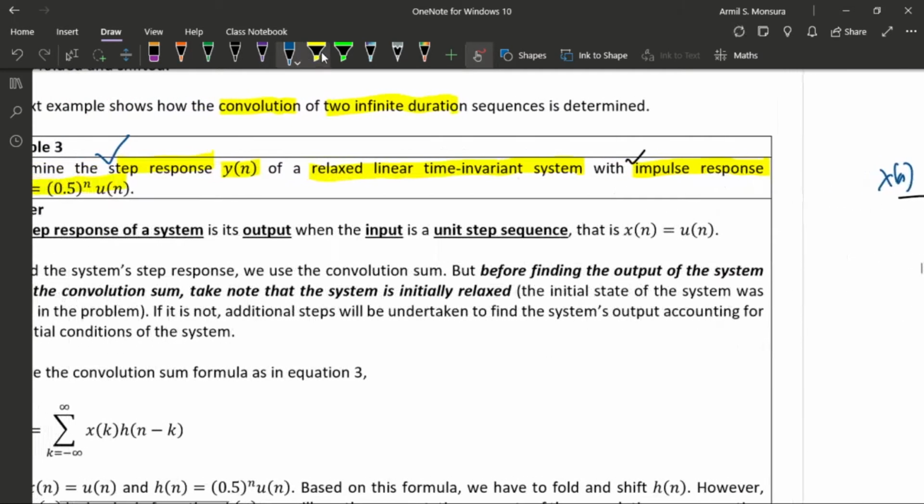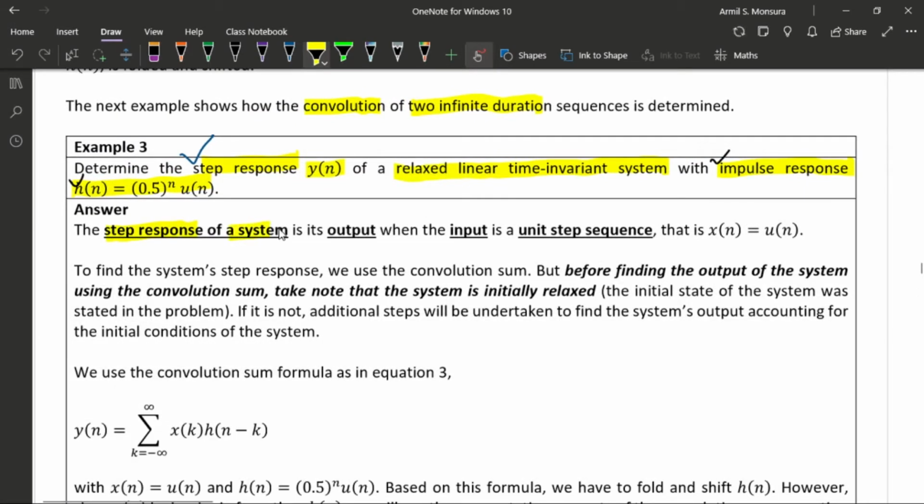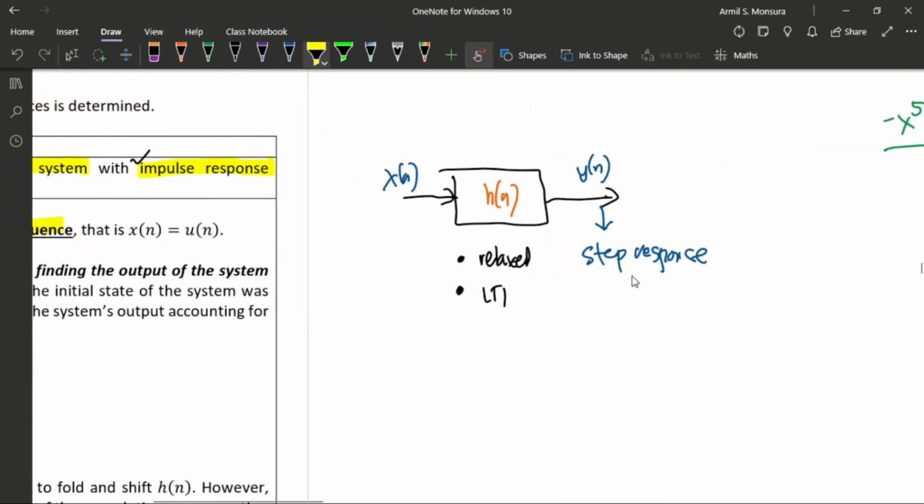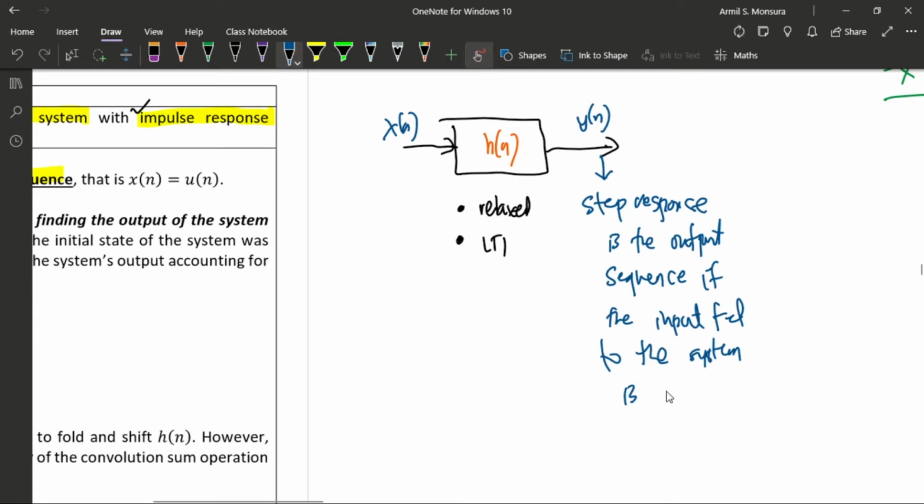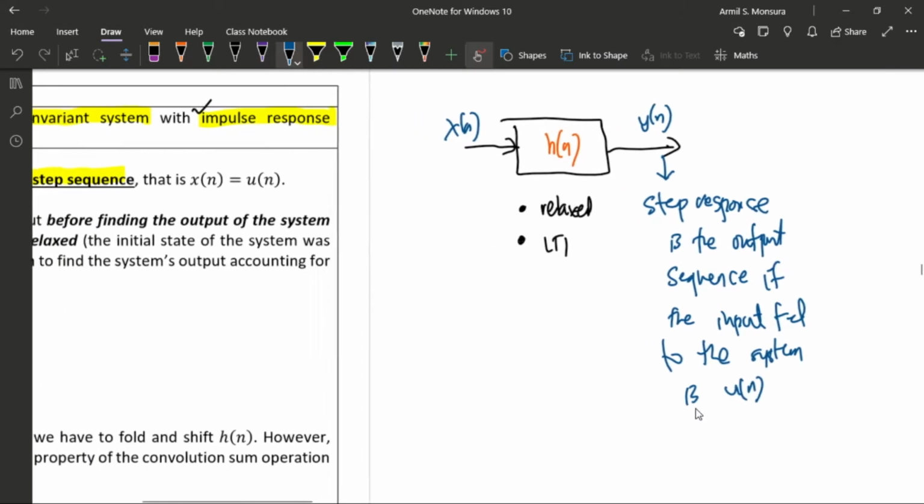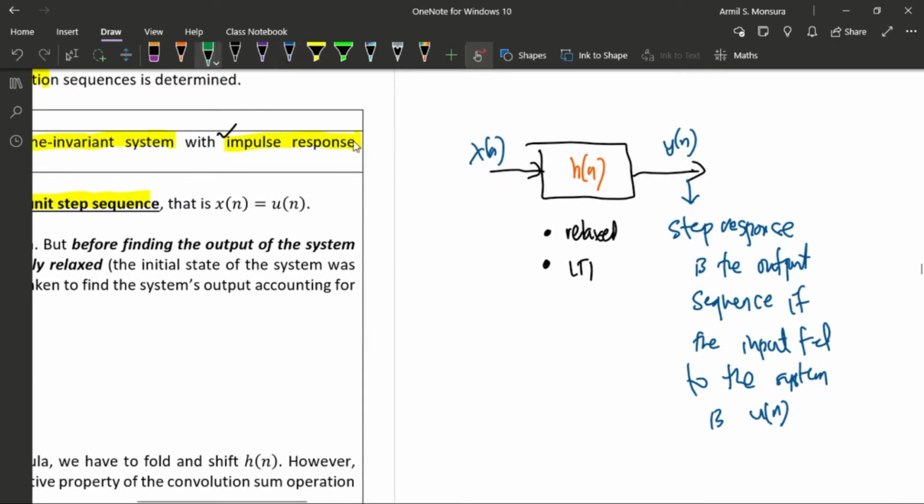Okay, ano yung step response? So, we define the step response of a system as the system's output when the input is a unit step sequence. So, step response ang tawag natin sa output sequence if the input fed to the system is a step input, or unit step sequence u of n.